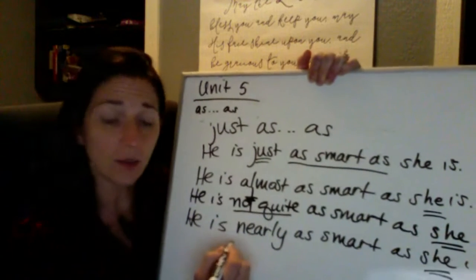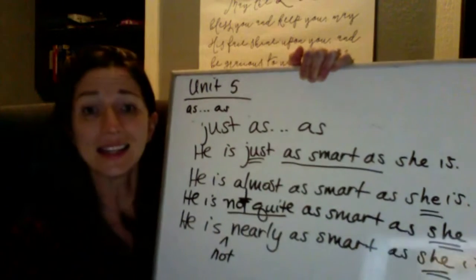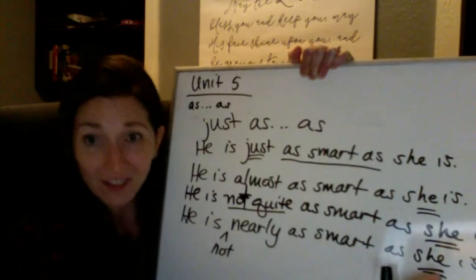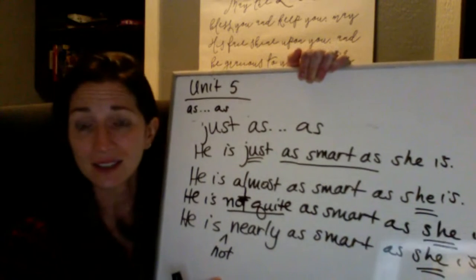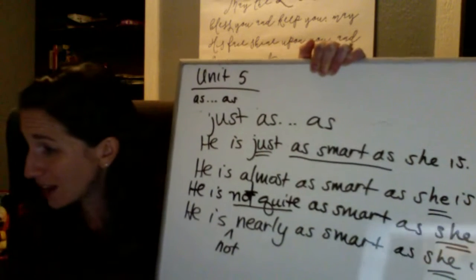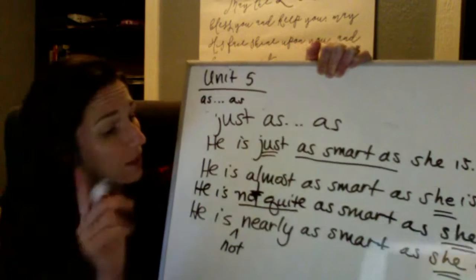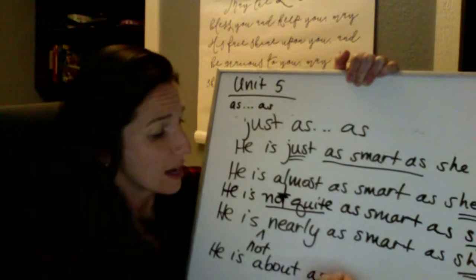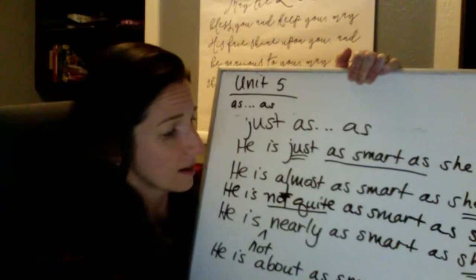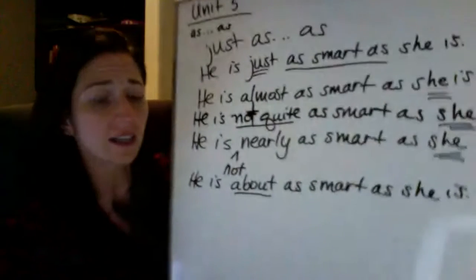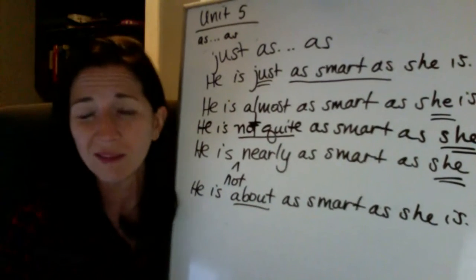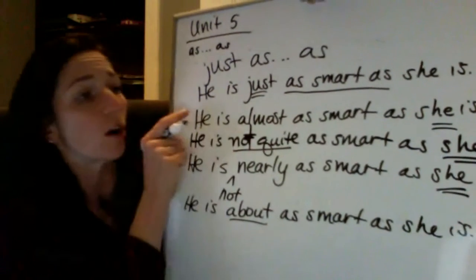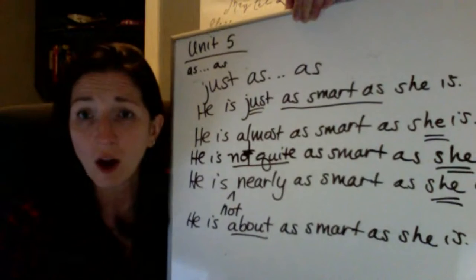And then with nearly, we can actually add a negative. He is not nearly as smart as she is. Now, when we add the negative here, it means she is a lot smarter, right? He's not nearly, not close, not even, right? Okay. I think the last one is about. He is about as smart as she is. And when we say about as smart as she is, it really just emphasizes they're almost equal. Like, I'm about as smart as you. We're about the same. Okay, so that one's very similar to almost. Okay, it's almost equal. All right.